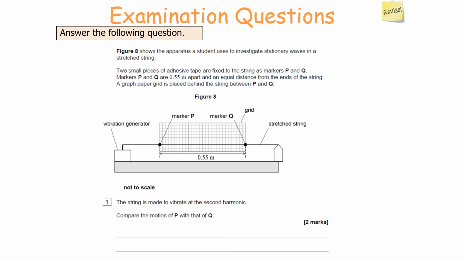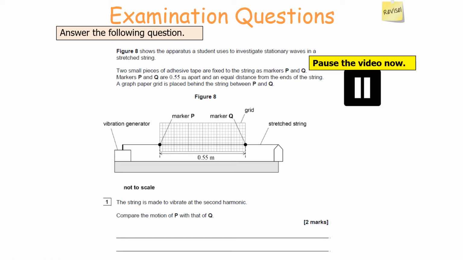Figure 8 shows the apparatus a student uses to investigate stationary waves in a stretched spring. Two small pieces of adhesive tape are fixed to the string as markers P and Q. Markers P and Q are 0.55 meters apart and an equal distance from the ends of the string. A graph paper grid is placed behind the string between P and Q, and like I said, in this picture they're 0.55 meters apart. The string is made to vibrate at the second harmonic. How would the motion of P compare with that of Q? Pause the video now, then unpause when you want to go through your answer.